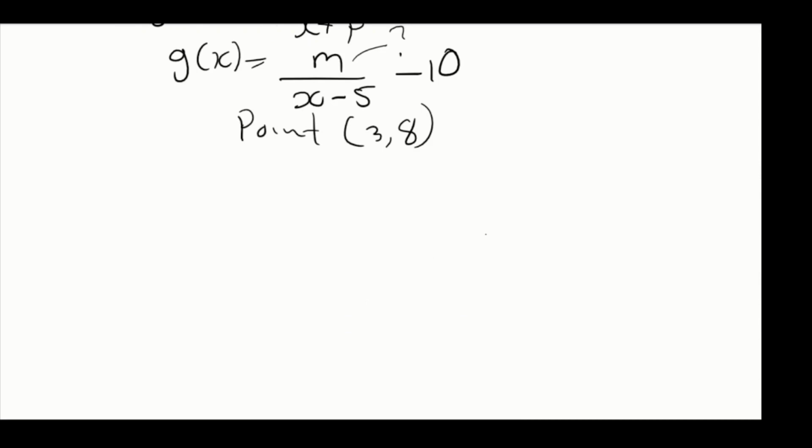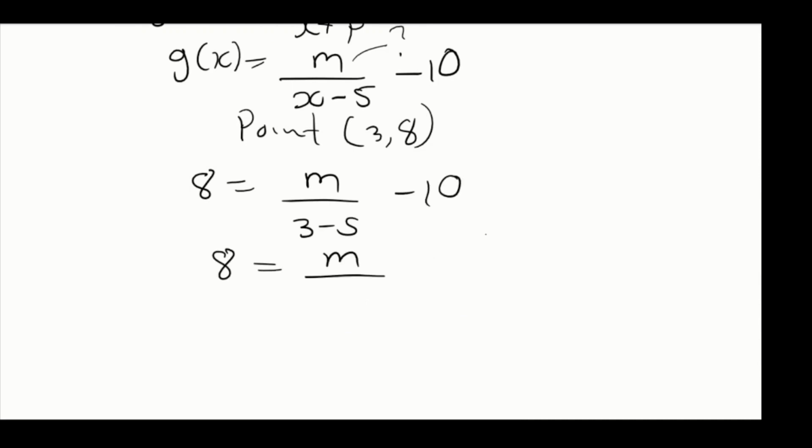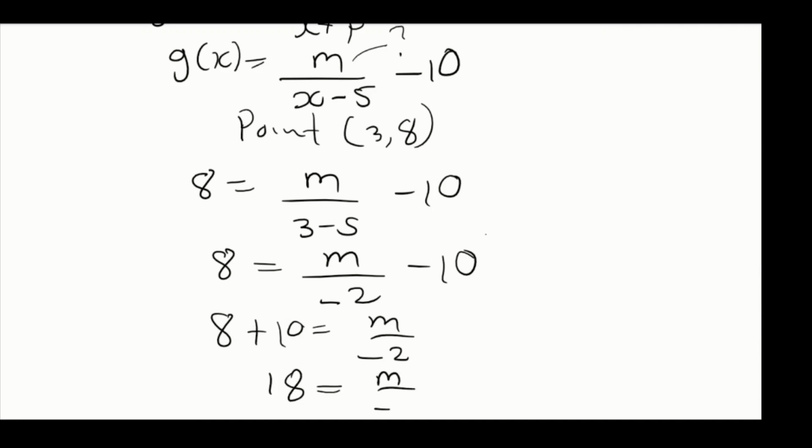So we substitute this point, and we say 8 is equal to m over (3 minus 5) minus 10. So 8 is equal to m over -2, minus 10. Transpose the -10 to the other side. We have 8 plus 10 is equal to m over -2. 8 plus 10 is 18, equal to m over -2. Then we cross multiply. So m is equal to -2 times 18, right? So our m is equal to -36.